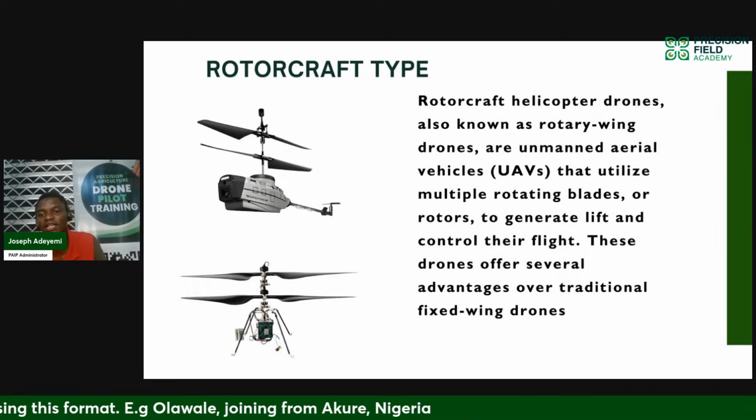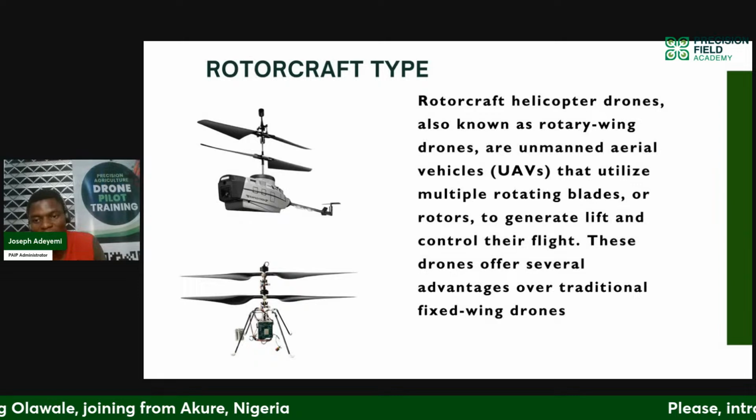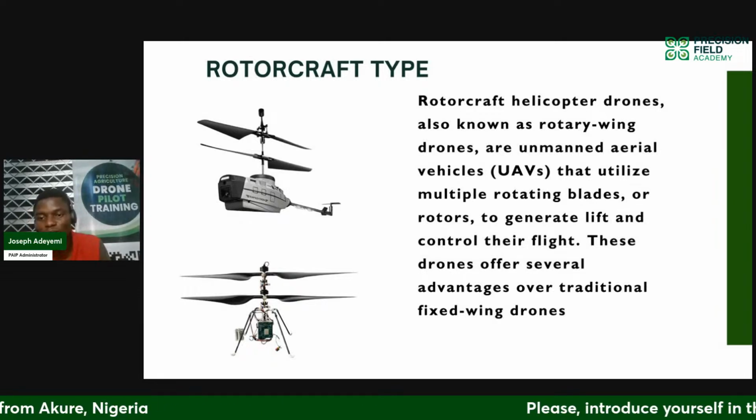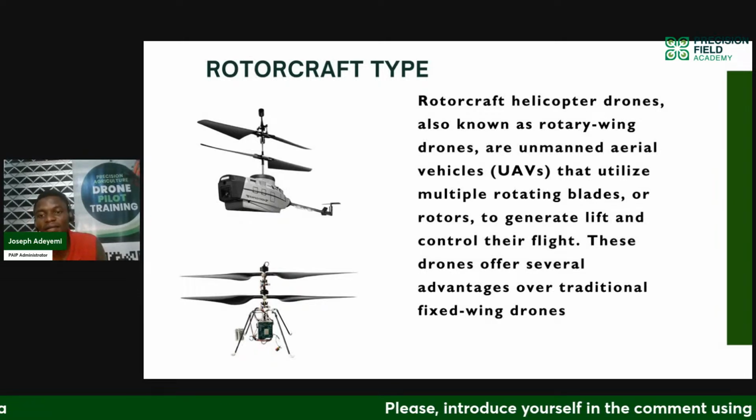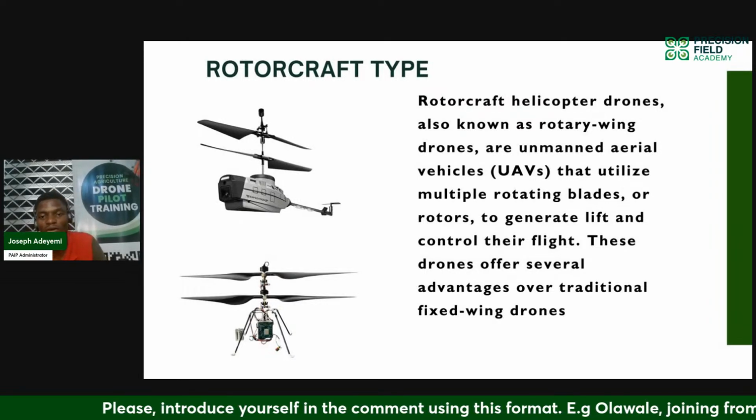So rotorcraft are known as rotary wing, and they are vehicles that utilize multiple rotating systems, and they generate lift and control the flight. So they take off vertically like a multi-rotor or a VTOL drone.